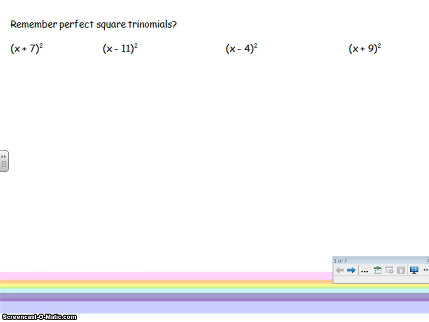Today we are going to do section 10.5, which is completing the square. So if we look at these first couple, do we remember how we would multiply these out, or FOIL them out? So we see x plus 7, the quantity squared. When we multiply that out, that's going to be x squared plus 14x plus 49, or x plus 7 times x plus 7.